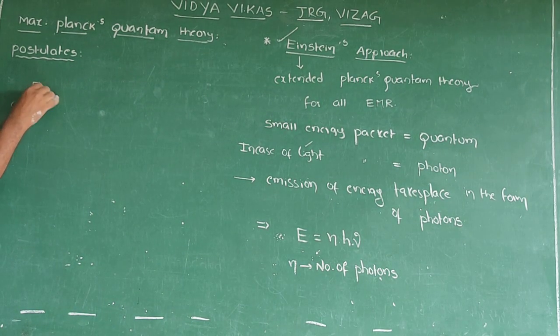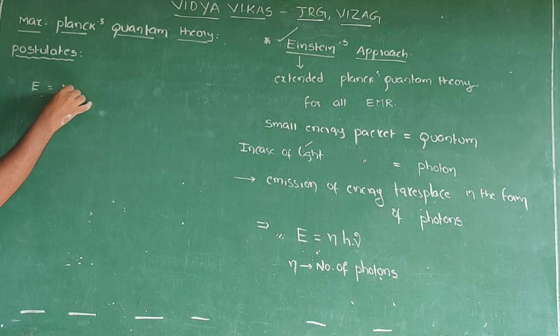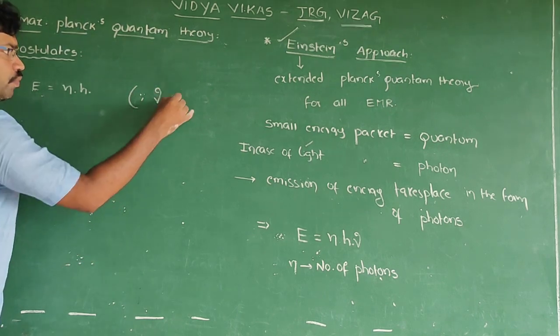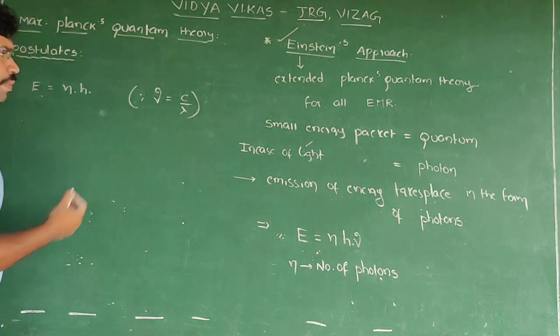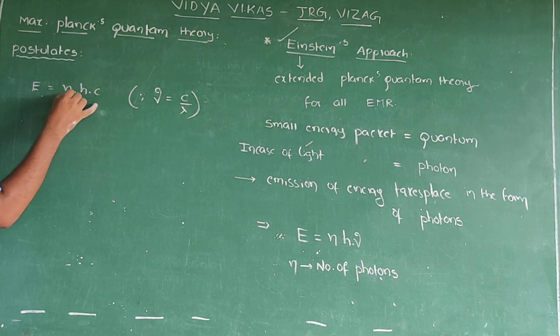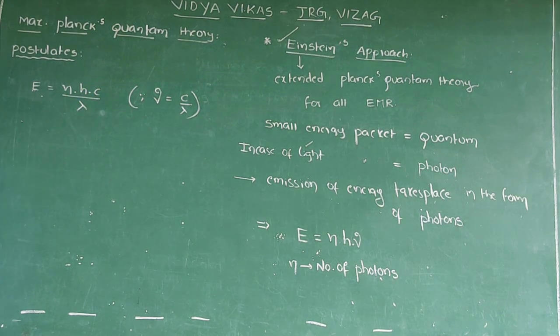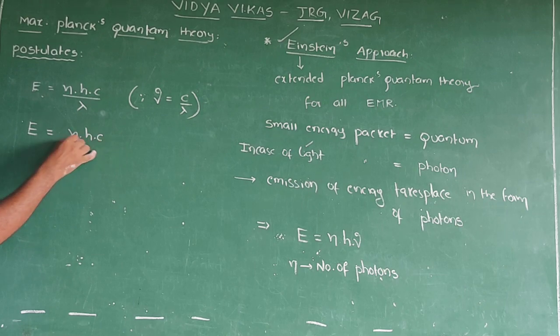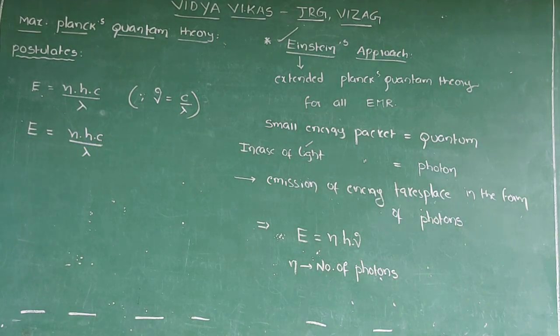So E is equal to N into h into, what is frequency? Mu. We know very well, mu is c by lambda. And that's why in place of mu, we substitute c by lambda. So the emitted energy E is equal to N into h into c by lambda. Dear students, very, very important.